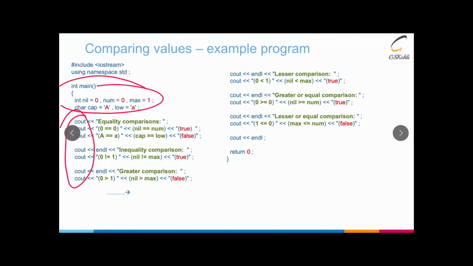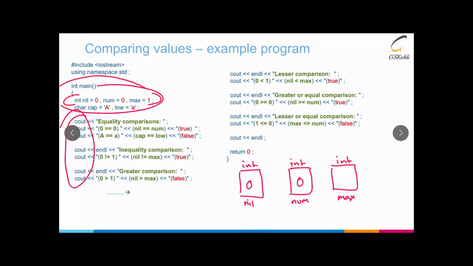What do we have? We have 3 variables up here, which are all int boxes. So let me draw 3 boxes for you up here, and all of them, as I mentioned, are int. That means, going back to session number 1, they can hold only a whole number. The first one is called nil, the second one is called num, and the third one is called max. We put a 0 into nil, a 0 into num as well, and into max we put in 1. The second line up here, which I'll circle for you, has 2 boxes.